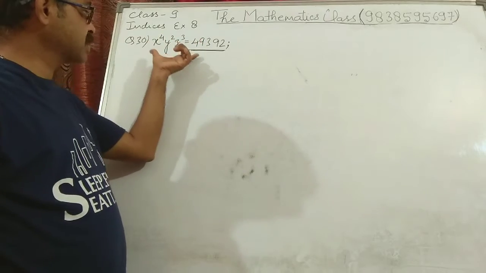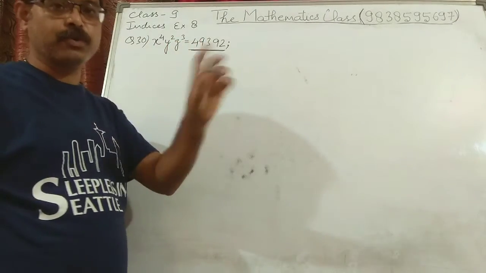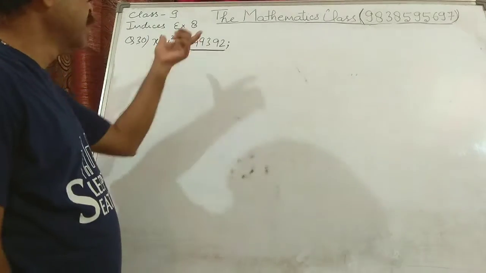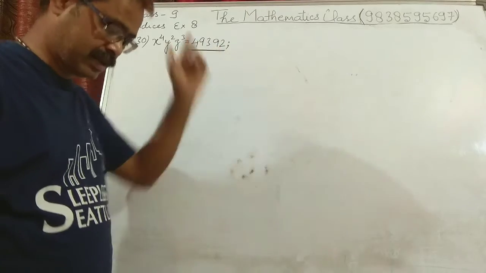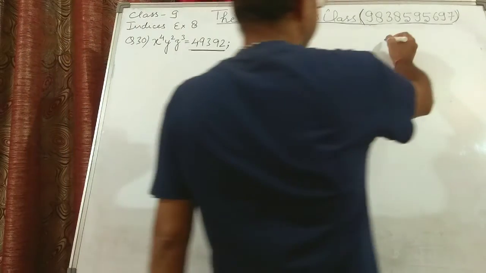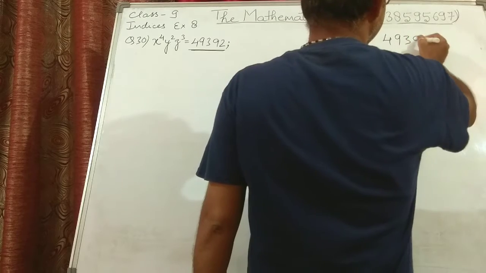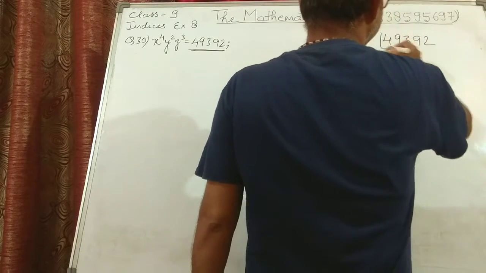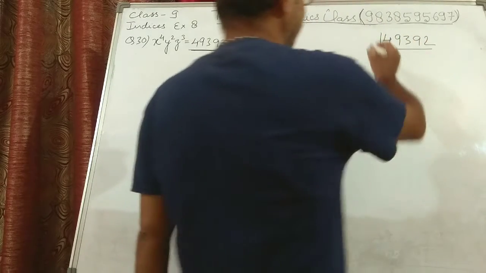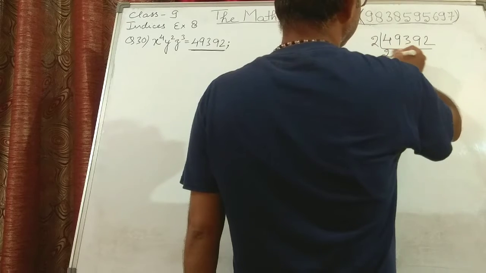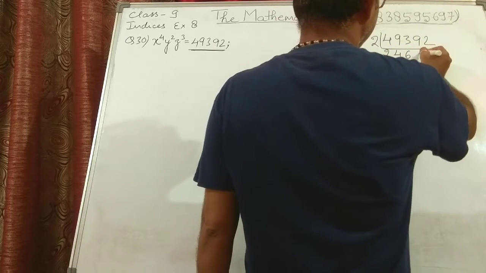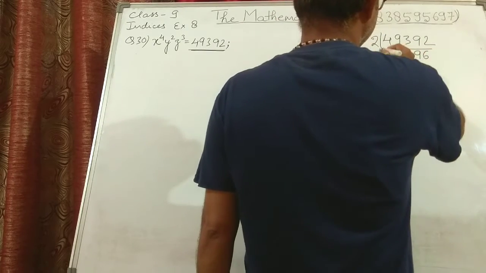Remember, if you get this type of question and the variables given are prime, it means this has to be factorized. Let's factorize this. It is 49,392. First prime number is 2, so we will divide it by 2. 2 2s are 4, 2 4s are 8, 2 6s are 12, 2 9s are 18, 2 6s are 12.